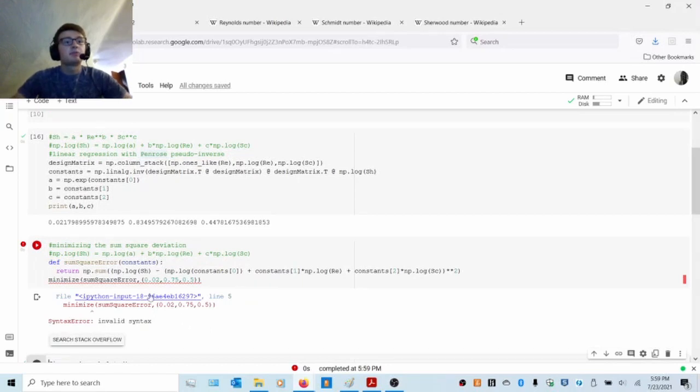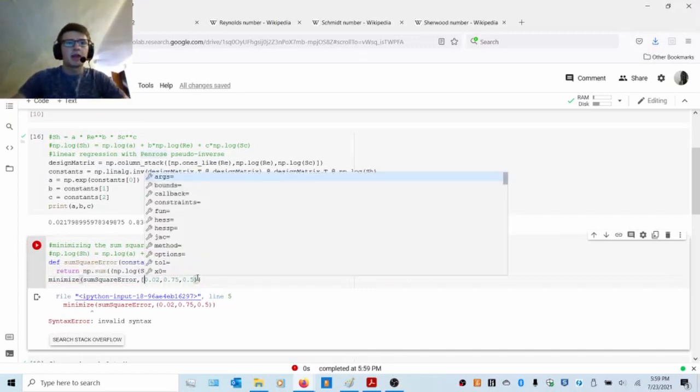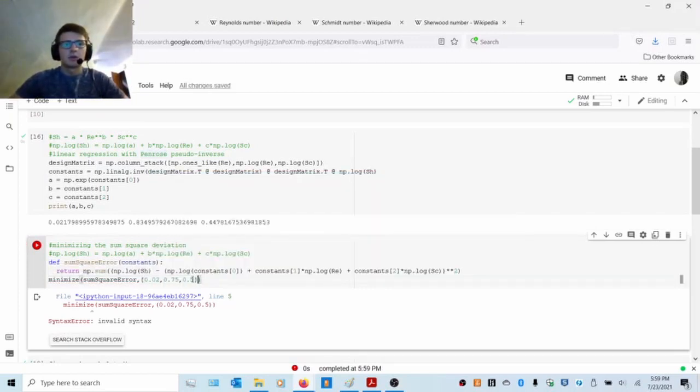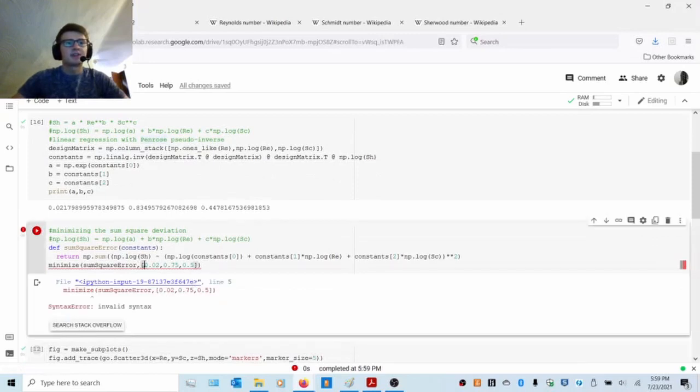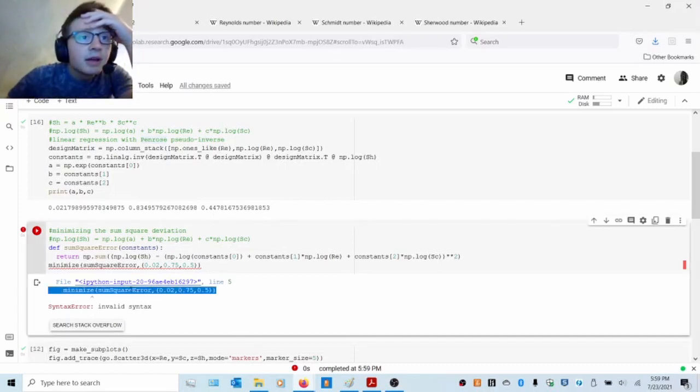And he might not like it. Ooh, minimize didn't like it. But why didn't he like it? Is this supposed to be in brackets, I wonder? I don't think it is. No, of course it's not. Silly me. Let's see. So he did not like it. We got this sum square error. There's a function. Let's see, did I do anything weird here?